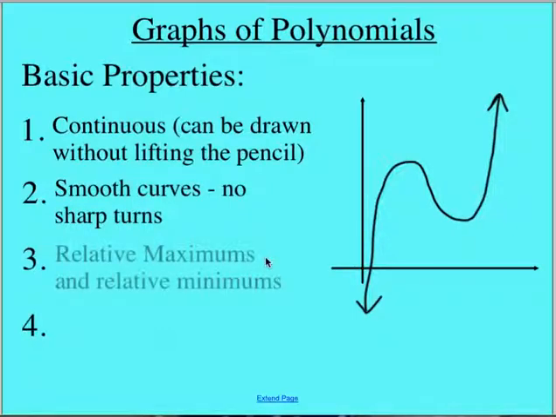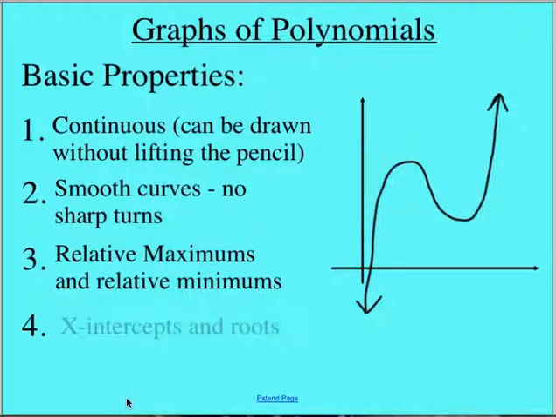Relative maximums and relative minimums. We talked about this in chapter 1. So like on this drawing that I have here of a polynomial, there's a relative maximum up here and a relative minimum down here, even though the graph goes on forever. But those would be considered relative because that's where the graph changes from increasing to decreasing and decreasing to increasing. And then the last thing is that all polynomials have x-intercepts or roots.